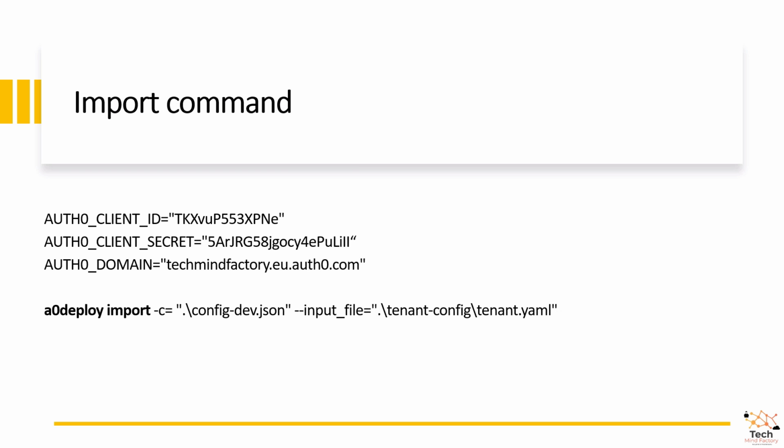On the other side, we have the import command. Again, to execute this command, we need the Auth0 client ID, client secret, and domain from the application that we registered in the Auth0 dashboard. In this case, we use the auth0 deploy import command, where we can optionally specify the configuration file. This will be the JSON file, but we can also use environment variables and then the input file. Again, this YAML file with the tenant configuration that should be applied.